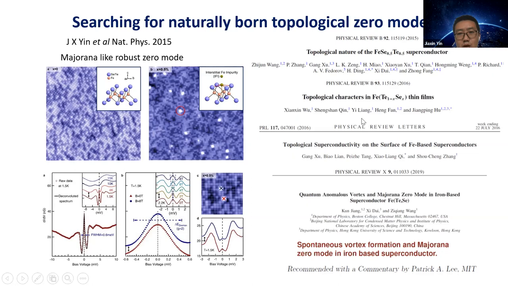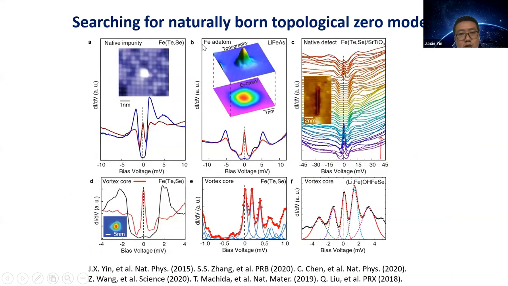And indeed, our theoretical collaborators did find through first principle calculation that this iron selenide telluride system does have non-trivial Z2 quantum topology. And people also discussed why the zero energy state, or topological zero mode, can be introduced by single atomic quantum impurities. Now, recently, we also tried to deposit iron atoms on lithium iron arsenide, which is also theoretically predicted to be a Z2 topological superconductor.